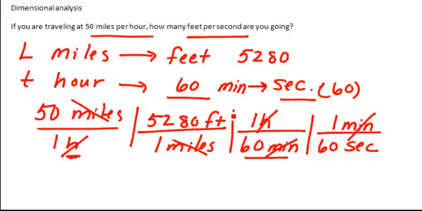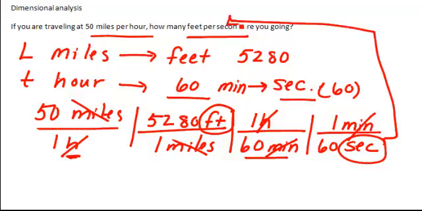Now what we're left with in the very end is a unit of feet per second. Let's go back up to the question to make sure that this is correct. We're looking for feet per second. We're on the right track. Once we have these final units correct, all we have to do is the math at the end.